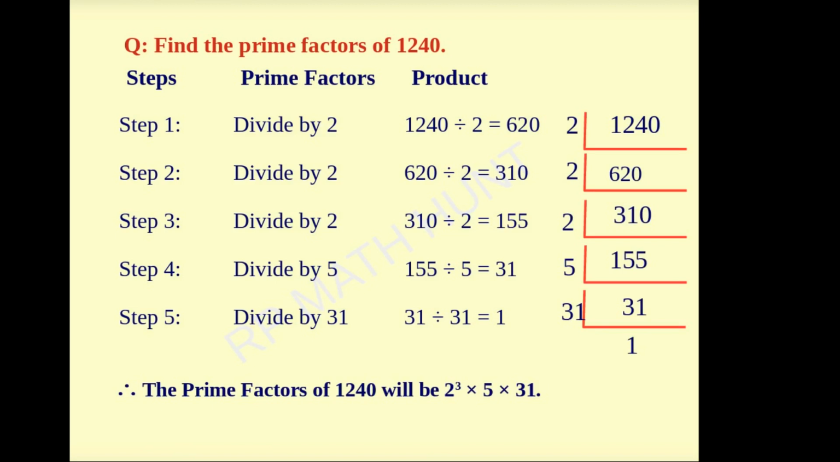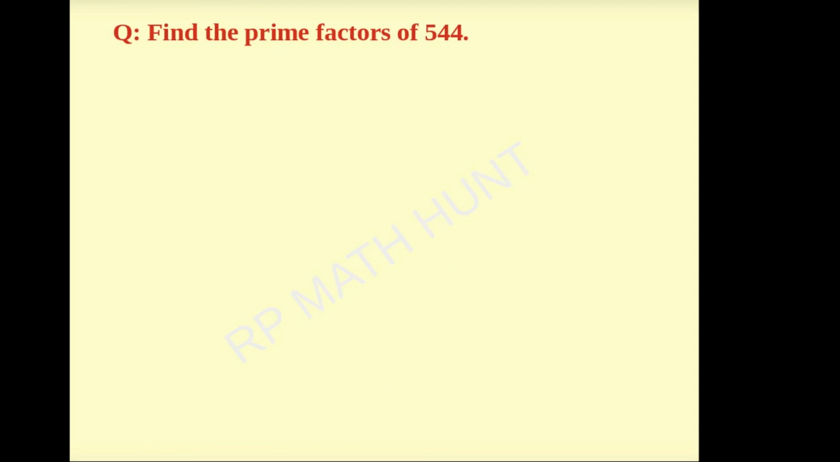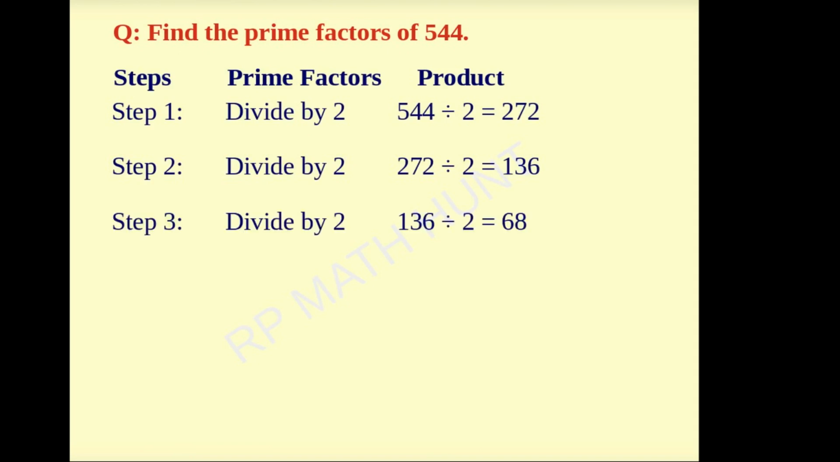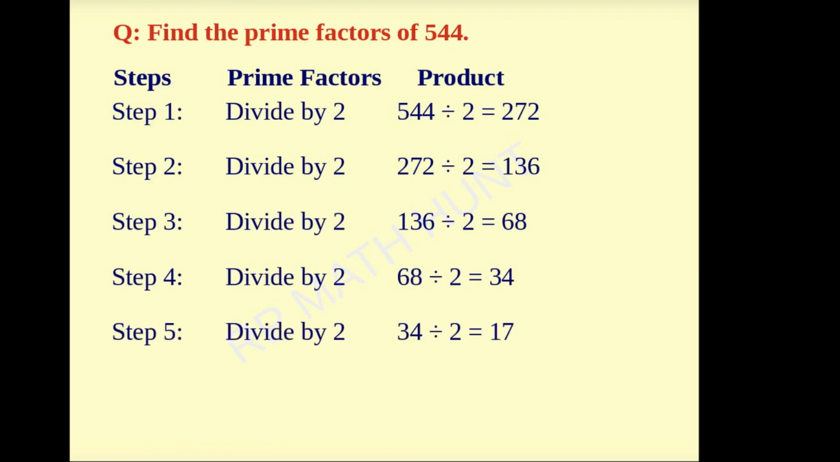Again let us see one more example of 544 also. Find the prime factors of 544. Step 1, divide by 2, the result is 272. Again step 2, divide by 2, the result is 136. Further it is divisible by 2, it is 68. And step 4, divisible by 2, it is 34. Again it can be divided by 2, it is 17. Again further it cannot. 17 divided by 17 is 1.